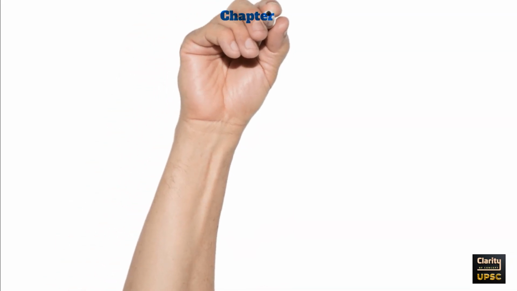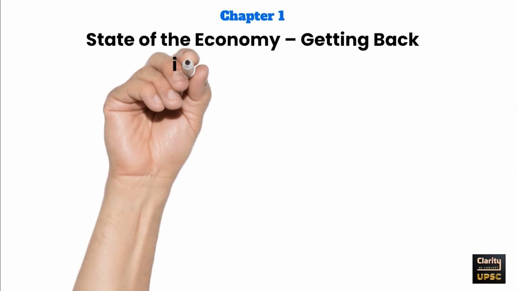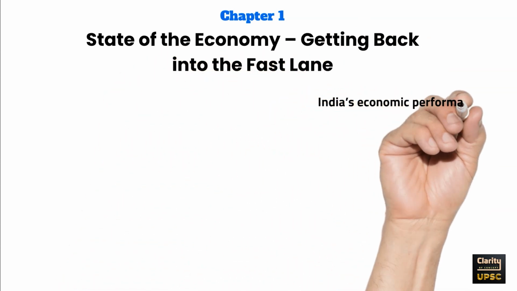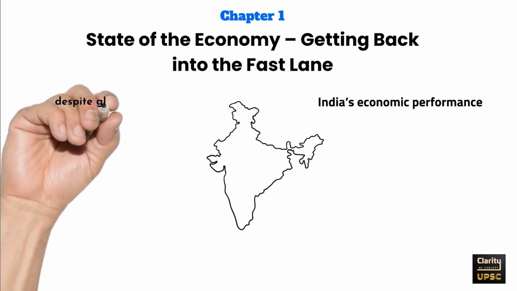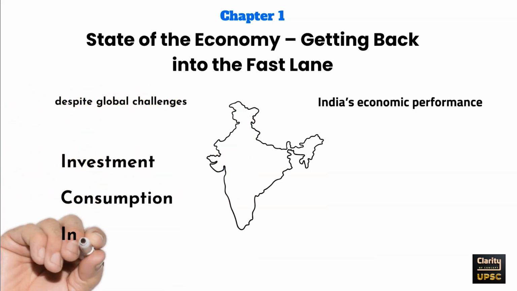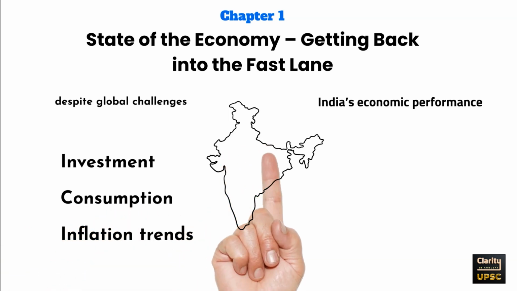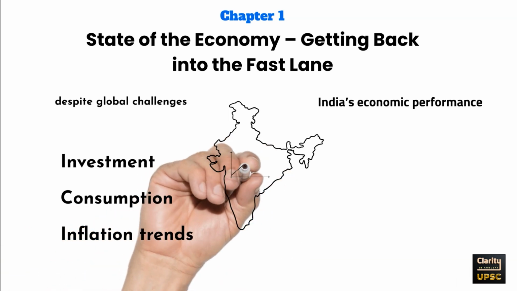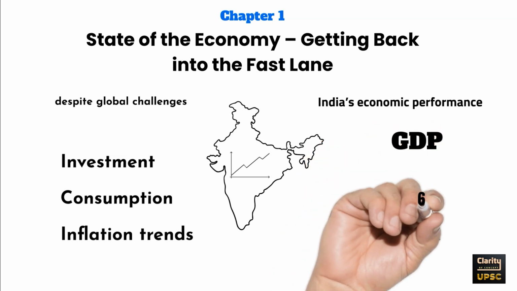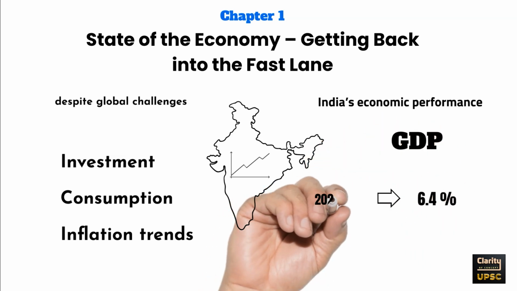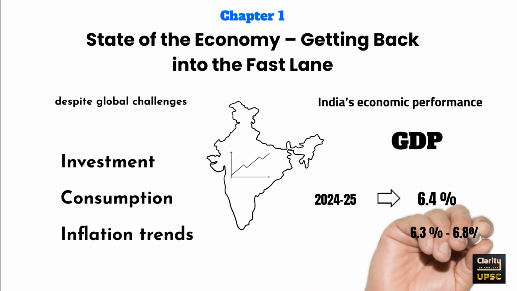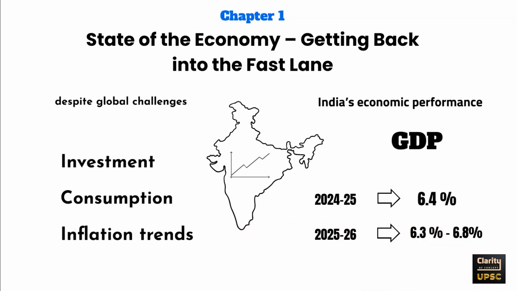The name of the first chapter is State of the Economy, Getting Back into the Fast Lane. This chapter outlines India's economic performance, how India is growing despite global challenges, and what is driving investment, consumption, and inflation trends. The survey of this year presents a confident picture of India's steady and resilient economic growth, with GDP expected to grow at 6.4% in 2024-2025, and it is projected between 6.3% and 6.8% for 2025-2026.